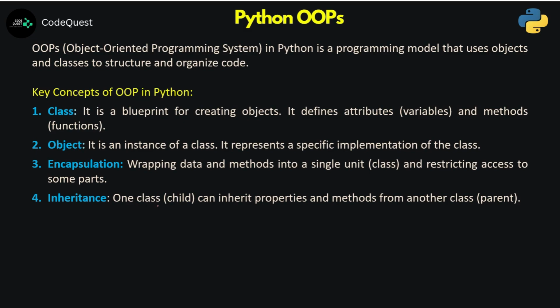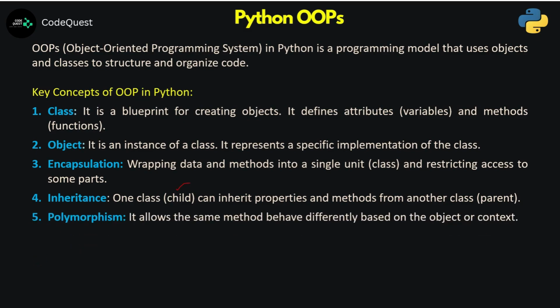So one class can inherit the properties and methods of another class. Here we use the terms child and parent. The new class that we create is called the child class, and the existing class from where we are inheriting the properties is called the parent class.